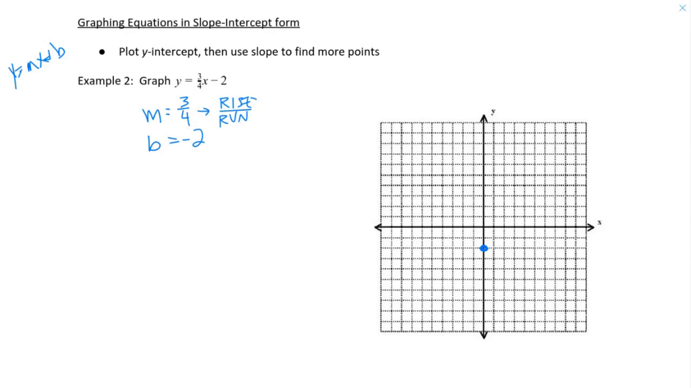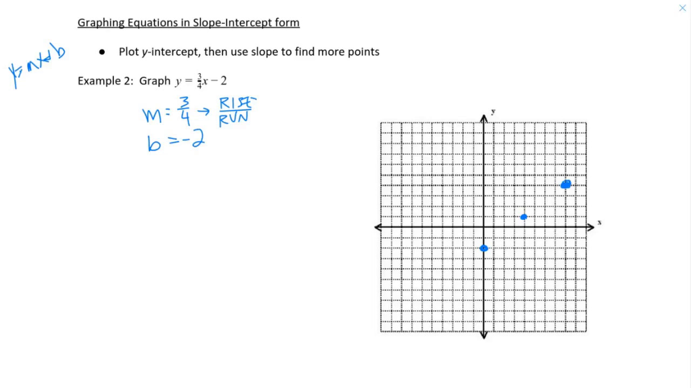So if I start at this point here, I'm going to go a rise of 3 and a run of 4. So from here, I'm going to go up 1, 2, 3, and over 1, 2, 3, 4. And that will be my next point in my graph. We can continue using that slope to get more points. So we can again go up 3 over 4, and we can basically fill up our graph using those points.